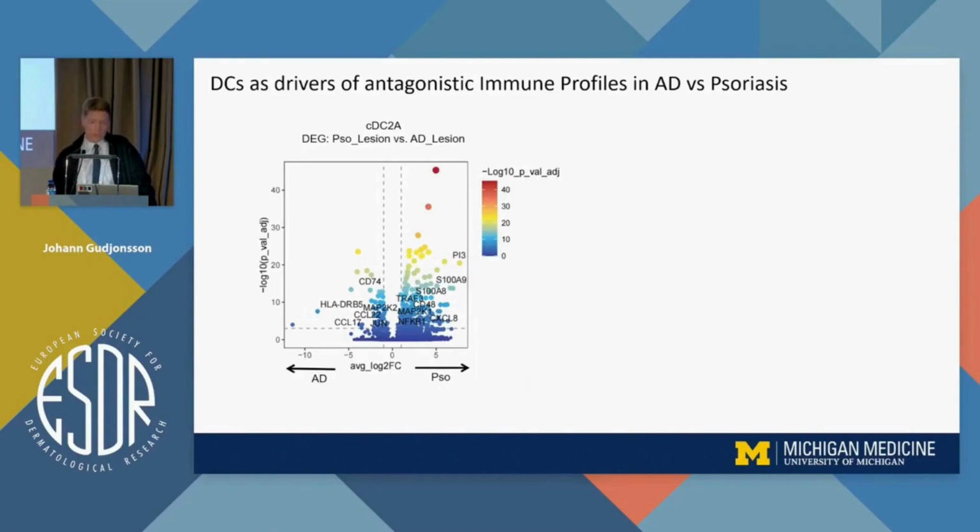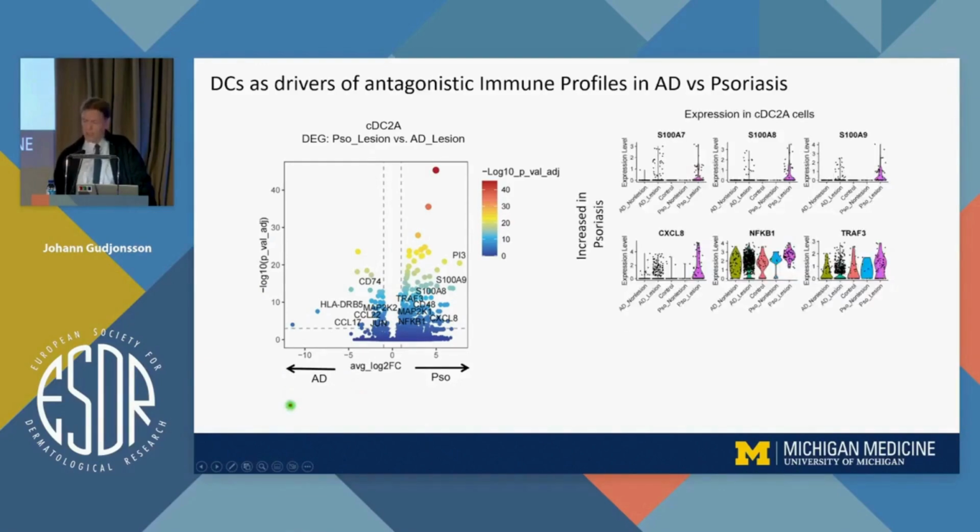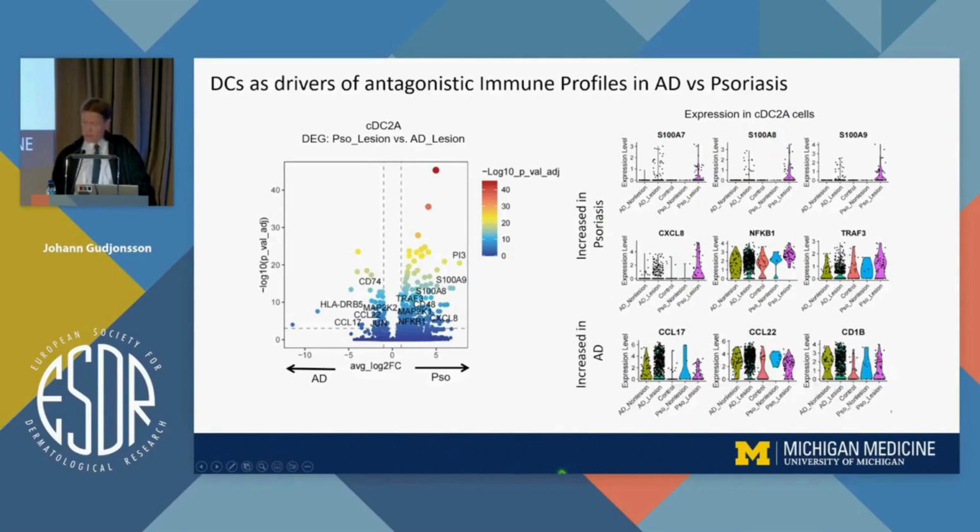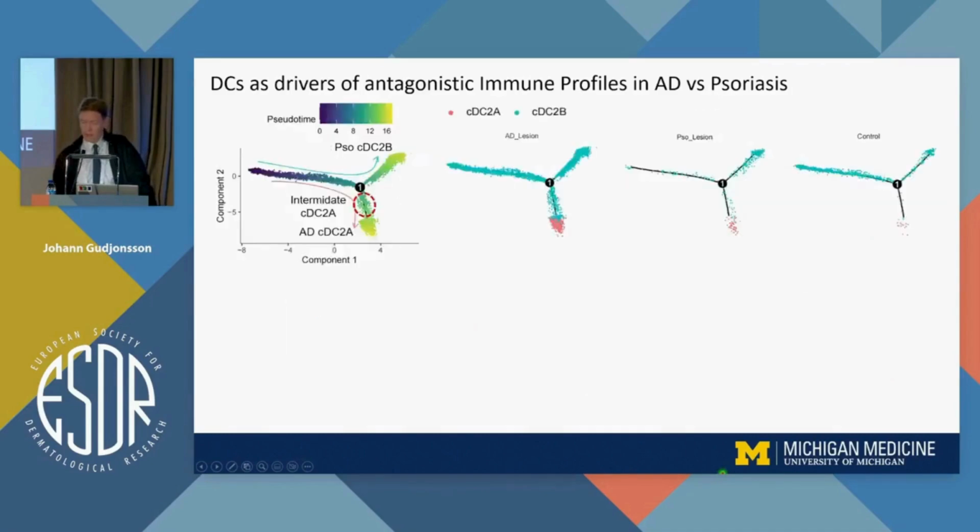You can then use these data to dig in even deeper. You can look at the differentially expressed genes in a particular cell type, which ones are increased or skewed towards psoriasis, and which ones are skewed towards atopic dermatitis. You can look at their expression of inflammatory mediators, as shown here in psoriatic skin, and particularly with activation of NF-kappa B and IL-8 or CXCL8. And then in atopic dermatitis, you're seeing much more of the CCL17, CCL22, and CD1B expression.